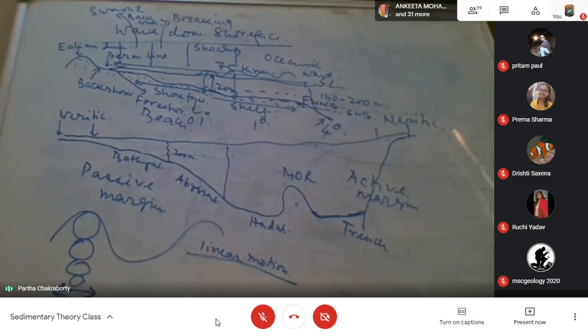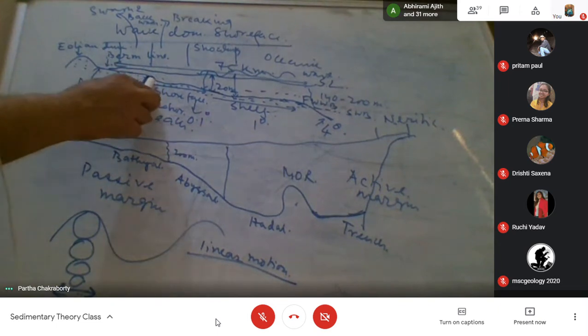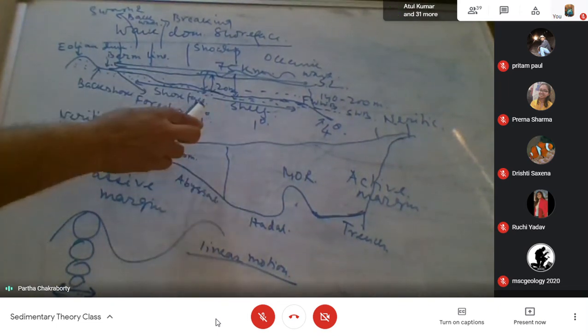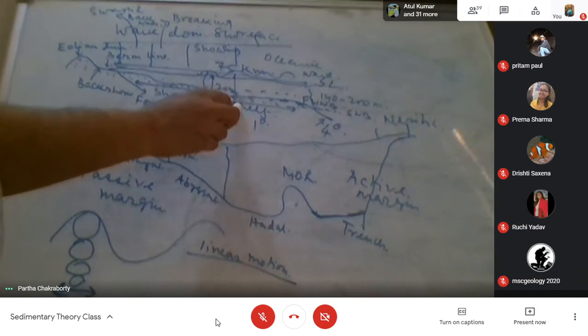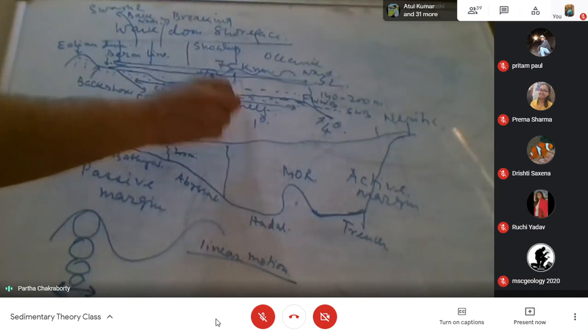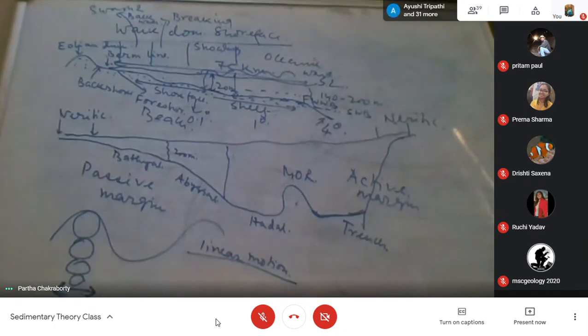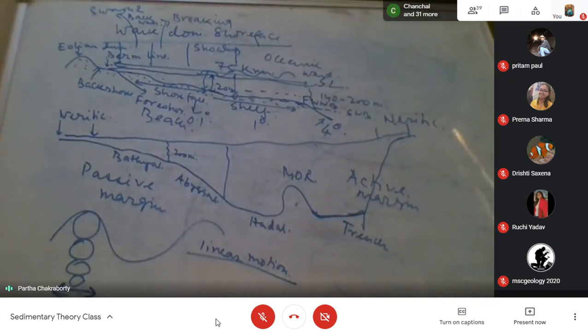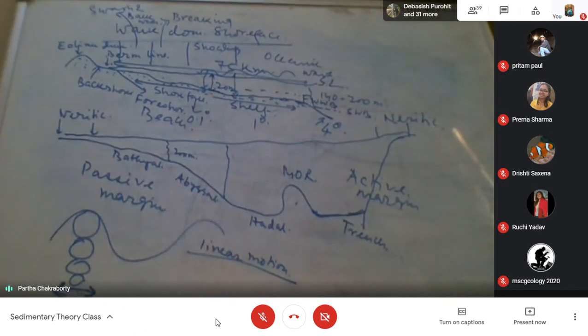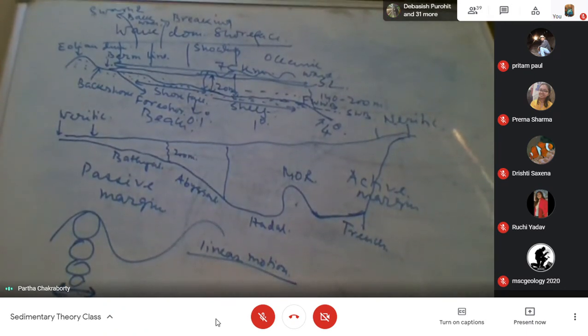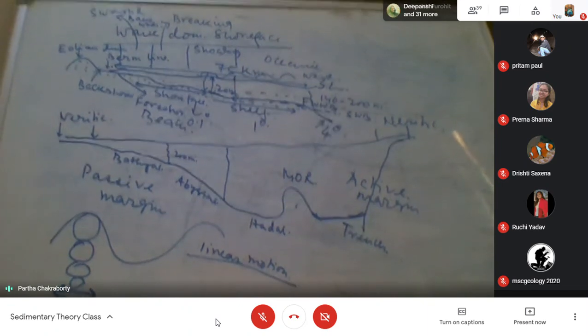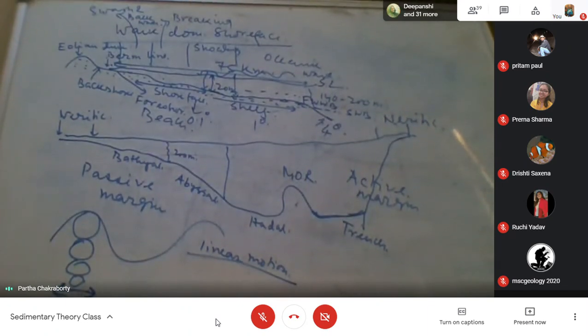Suppose there is a regression, and when there is a regression, the sea level falls. When the sea level falls, then the wave base also falls. So I may have the fair weather wave acting on the inner shelf. So the question is that when I define, because I am saying it is a generalized picture, I do not expect the fair weather wave to act below the fair weather wave base, and fair weather wave base is the base of the shore face.